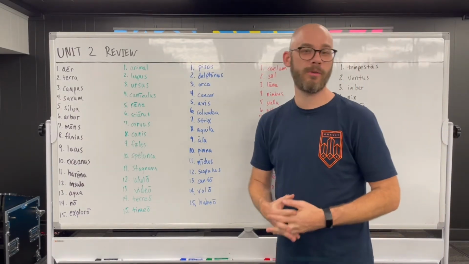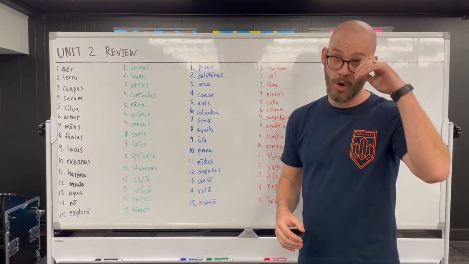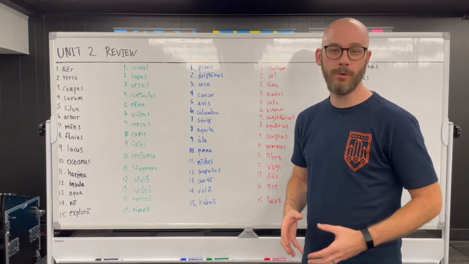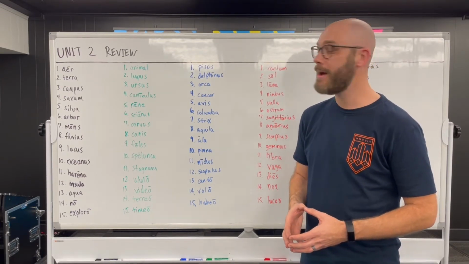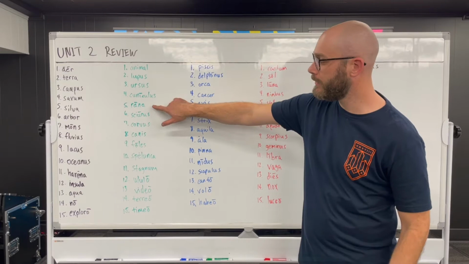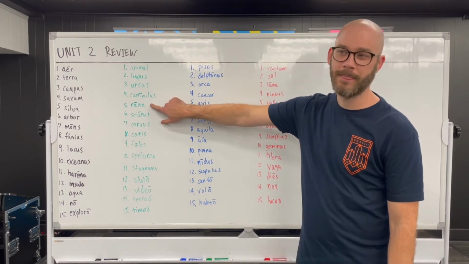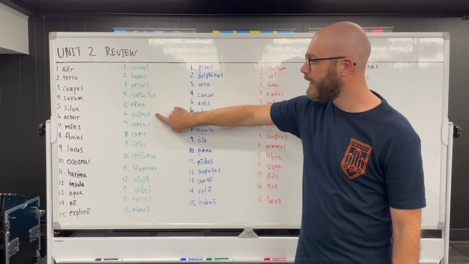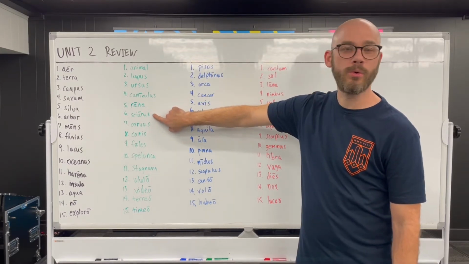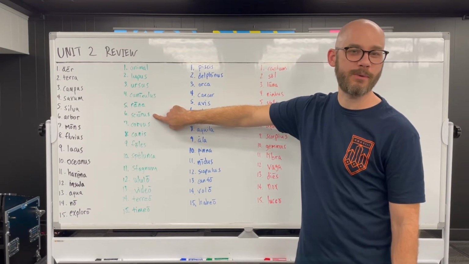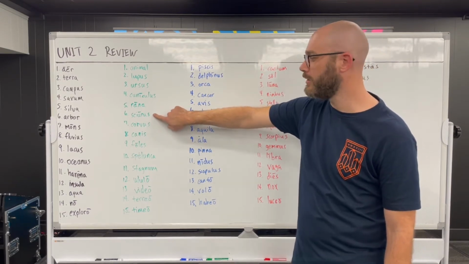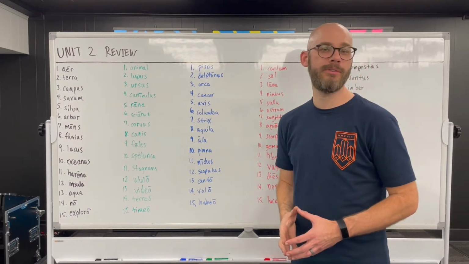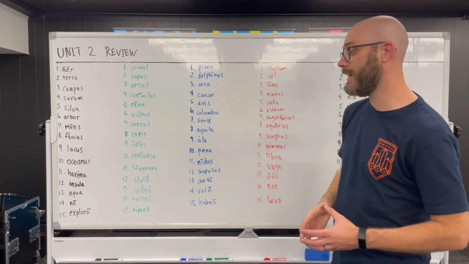Number 3, ursus. Ursus is a bear. A bear is an ursus. Number 4, cuniculus. A cuniculus is a rabbit. A rabbit is a cuniculus. Number 5, rana. A rana is a frog. A frog is a rana. Number 6, sciurus. Sciurus sounds like squirrel because that's what it is. A squirrel is a sciurus. Number 7, cervus. Cervus is a deer. A deer is a cervus.